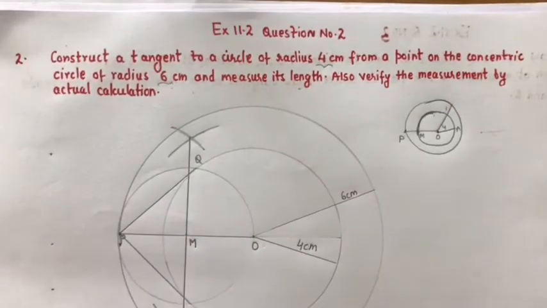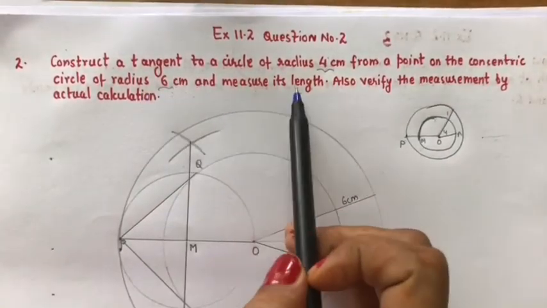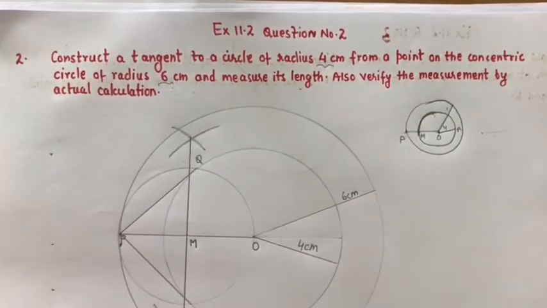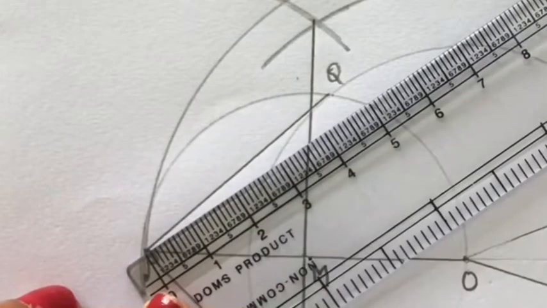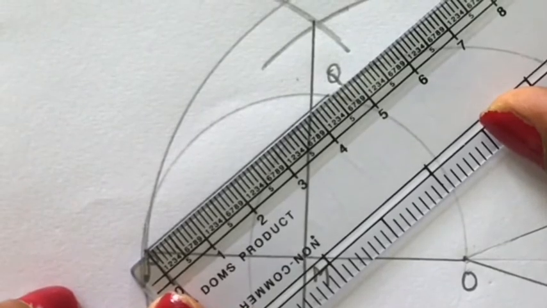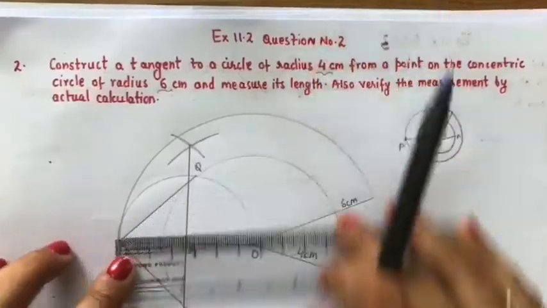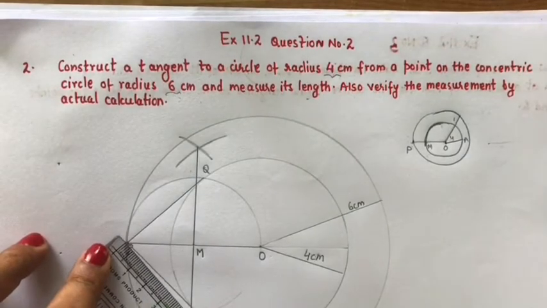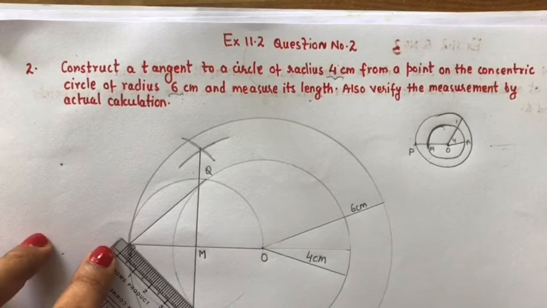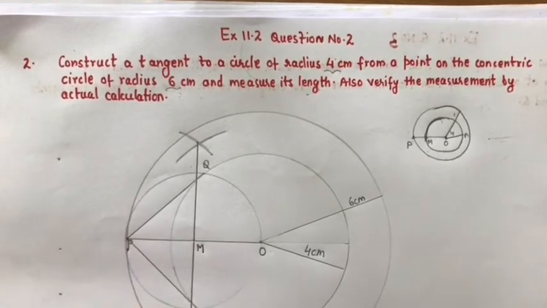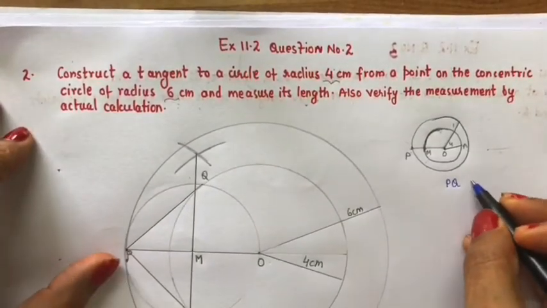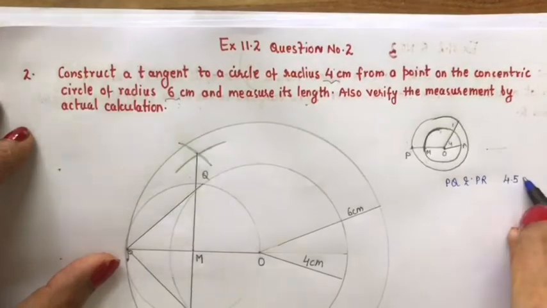So children, next part of the question is measure its length and also verify the measurement by actual calculations. So let me measure. I am getting around 4.5, and this side also I am getting around 4.5, right? So I am getting PQ and PR equal to 4.5 centimeter.